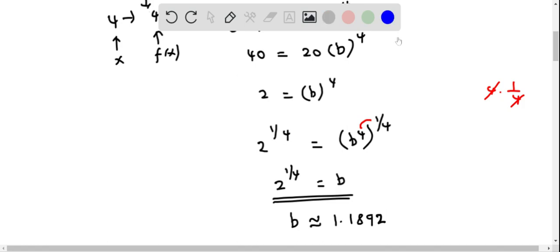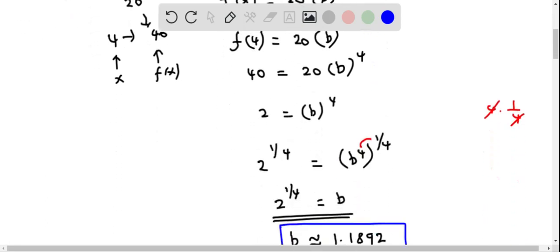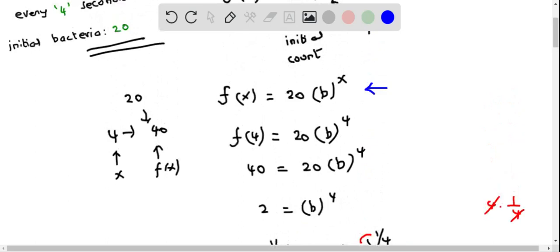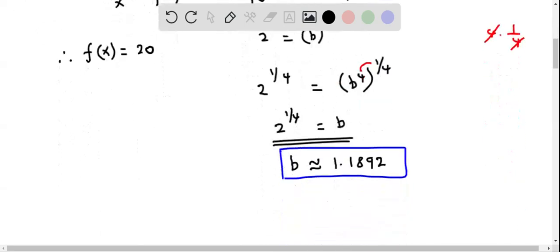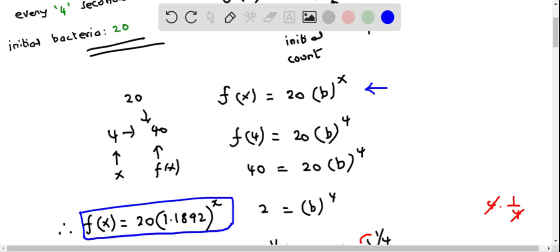And so we can now write down the exponential growth model by plugging this value of b into the model that we started off. That is, f of x equals 20 times b raised to the power of x. I'm going to plug it into this model. So therefore, we will have, I'm sorry, f of x equals 20 times 1.1892 raised to the power of x. So this is the exponential growth model which describes the situation.